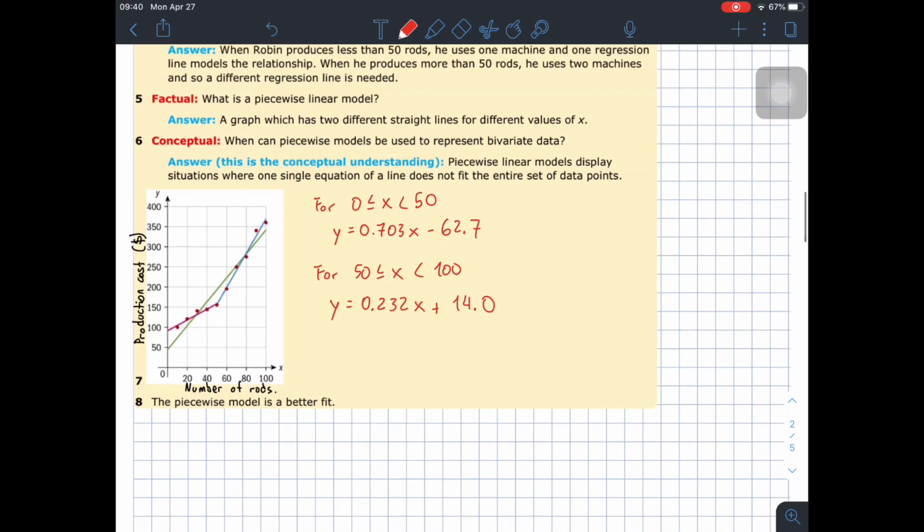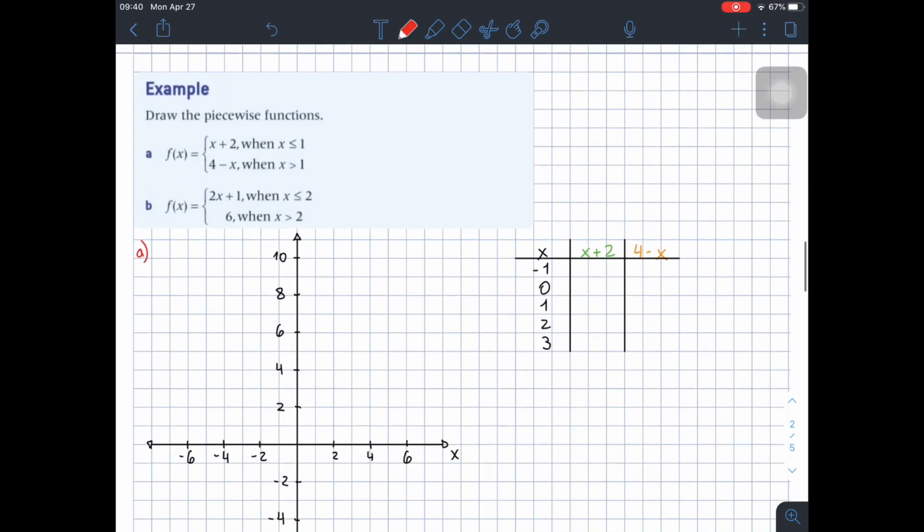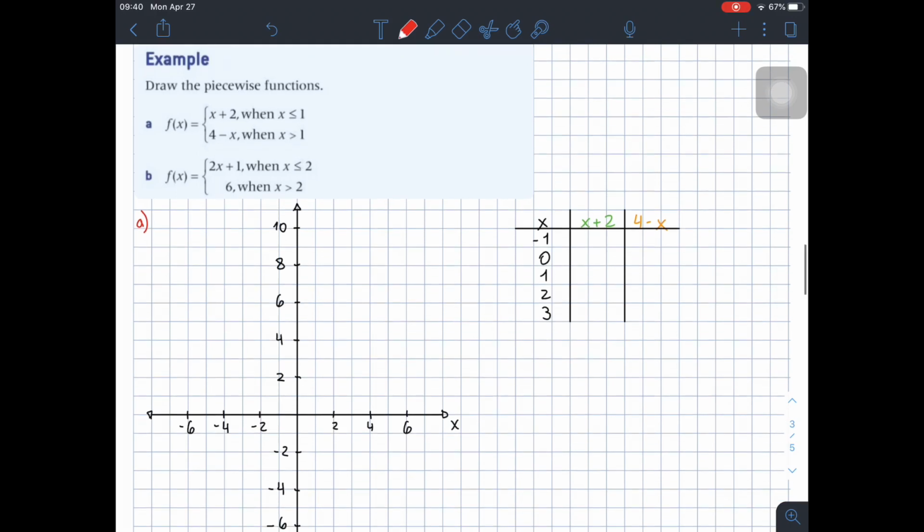Okay, so that's it for the investigation. Let's do the examples to make this clear. It says draw the piecewise functions. And for part A, you see this is the symbology for piecewise functions. It is f of x, that is, it's just one function, but it is defined within two intervals. It's x plus 2 when the value of x is less or equal than 1, and it's 4 minus x when x is greater than 1. That's how you read a piecewise function. And how do you plot this? Well, it's actually very easy.